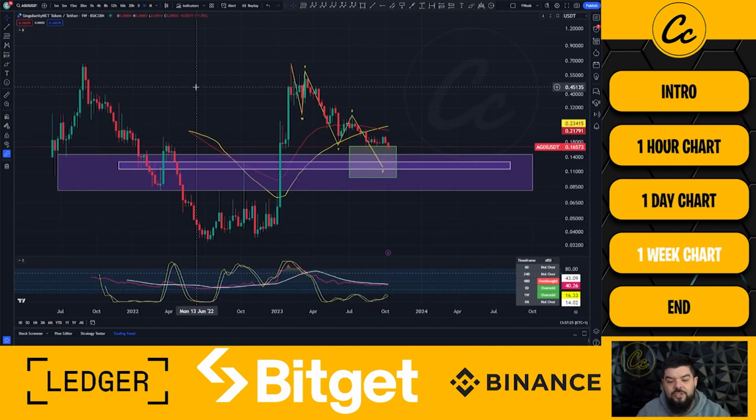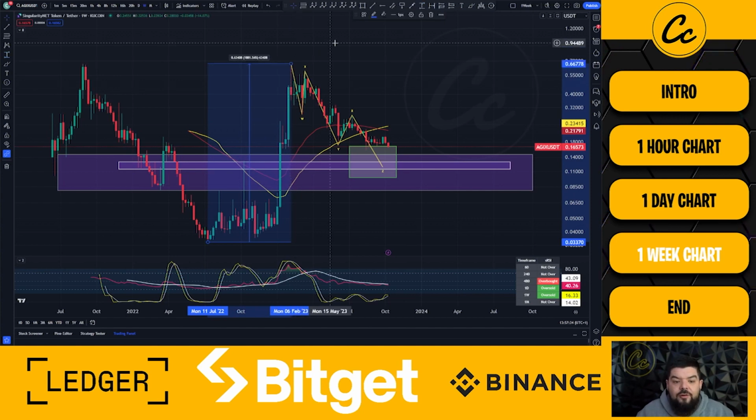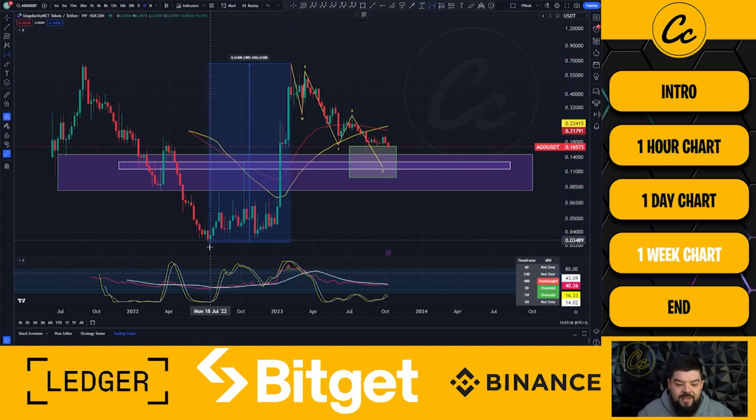Jumping over to the weekly chart, we can obviously track what has recently gone on. We did see this explosive move to the upside. It was fantastic. We've obviously seen a lot of the community capitalizing on this one. A return of around about 1,881%, and as we can see, this only took a matter of days to play out here. It was fantastic to see overall a lot of people capitalizing on this one.